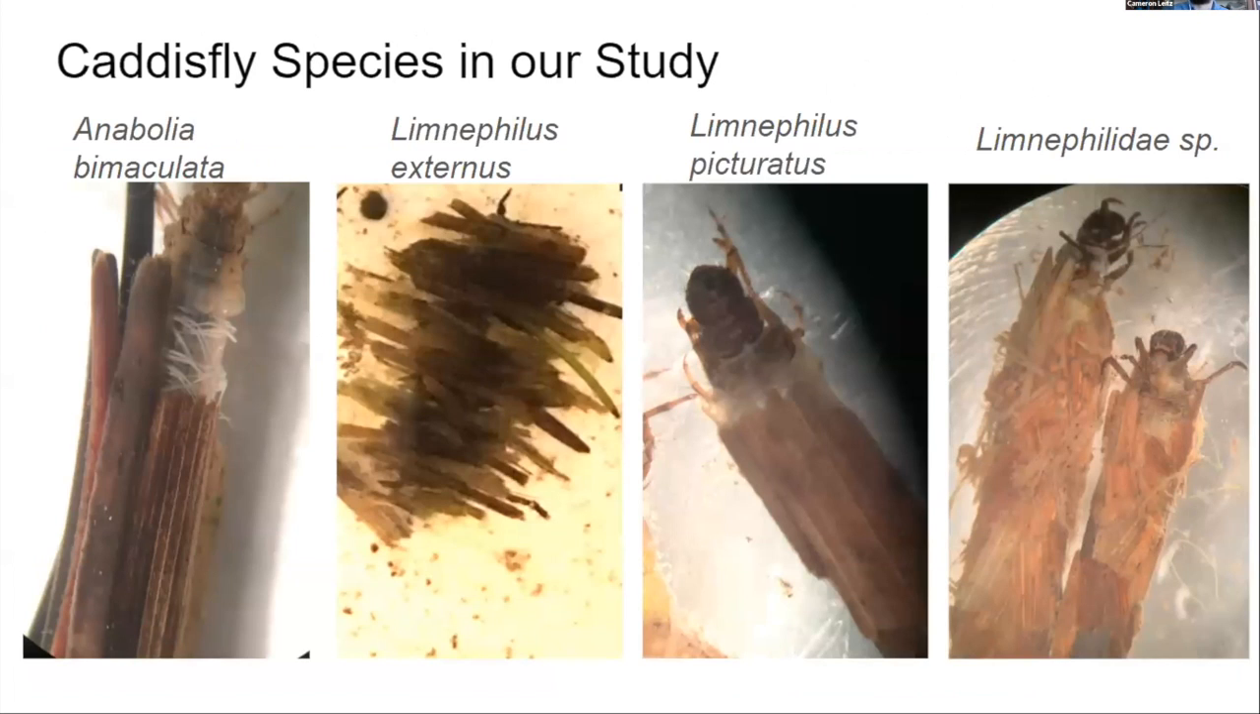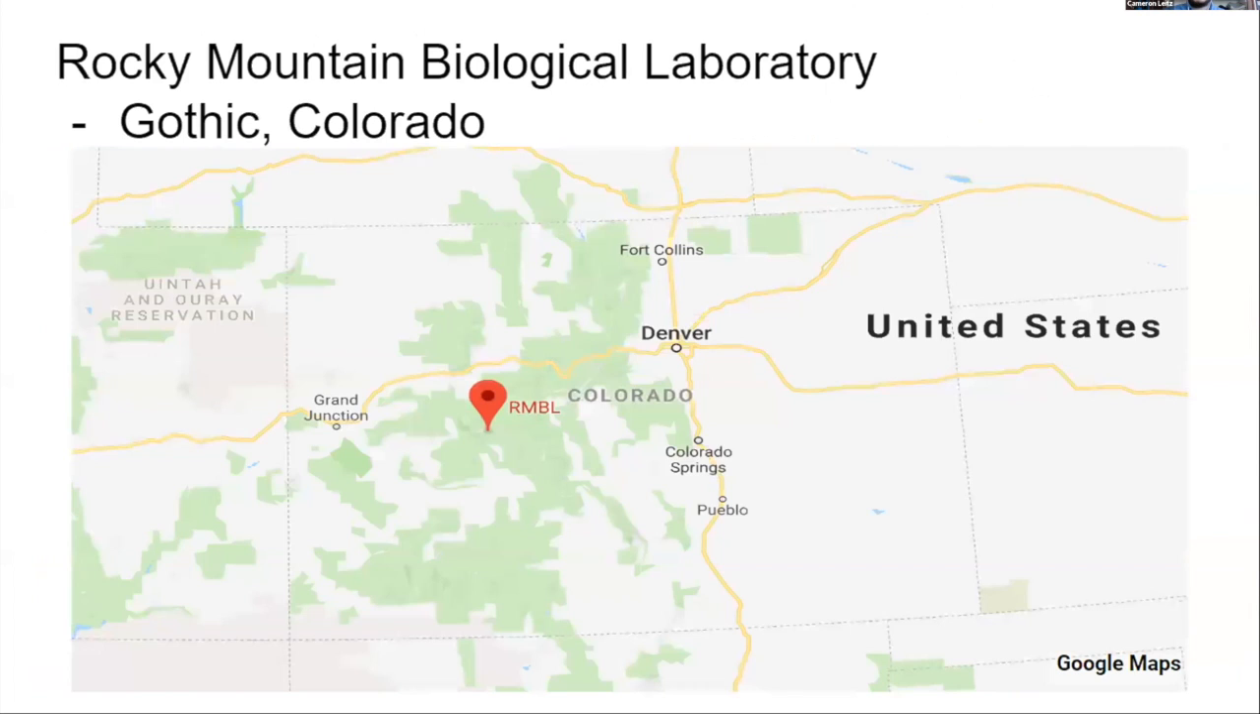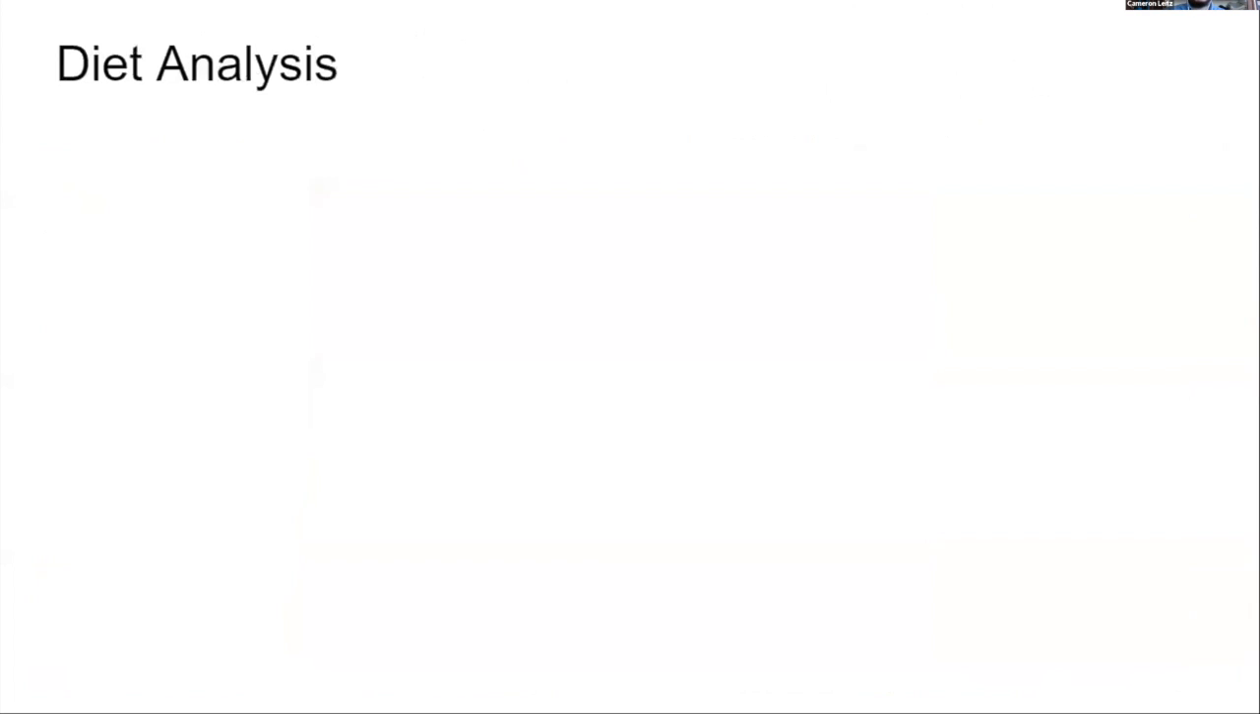So we studied 4 caddisfly species: Anabolia bimaculata, Limnophilus externus, Limnophilus picturatus, and a limnophilid species. That last species is one that we haven't completely identified to the species level yet, because we haven't reared it to the adult stage successfully. I conducted my study at the Rocky Mountain Biological Laboratory, which is in Gothic, Colorado.